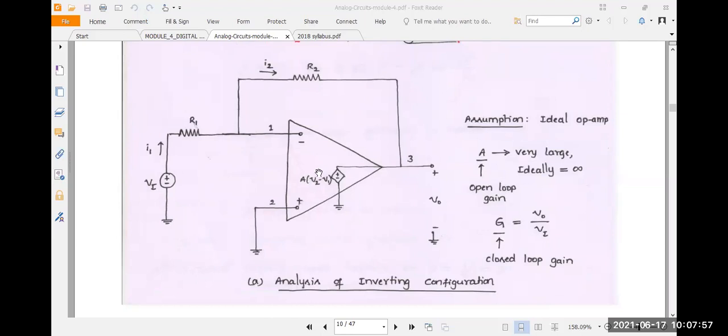So here you can write the equation V2 minus V1, which is the input. A means amplifier gain. For the ideal op amp, you have to maintain a larger gain, up to infinity. A stands for the open loop gain. G stands for the closed loop gain. For the closed loop gain of the inverting amplifier, the equation is V0 by Vi.